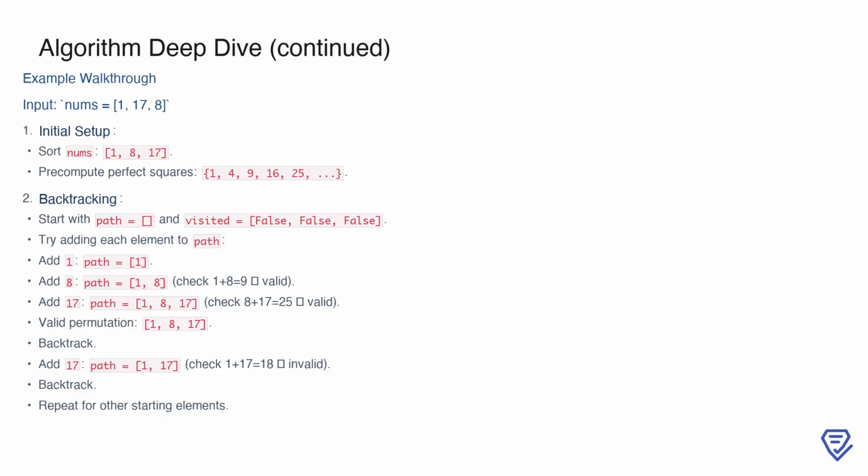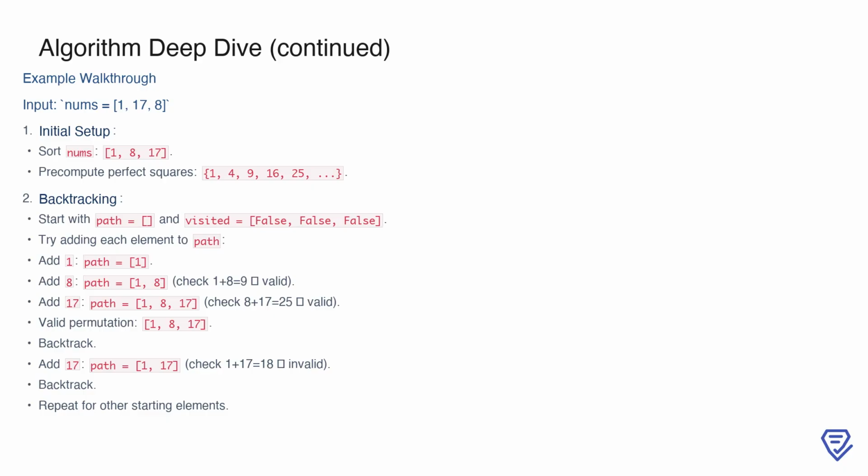Starting with the first element, we add 1 to the path, then try adding 8, resulting in path equals 1, 8. We check the sum of 1 and 8, which is 9, a valid perfect square. Next, we add 17 to the path, making it 1, 8, 17. The sum of 8 and 17 is 25, another perfect square. Since the path now contains all elements, it is a valid permutation.